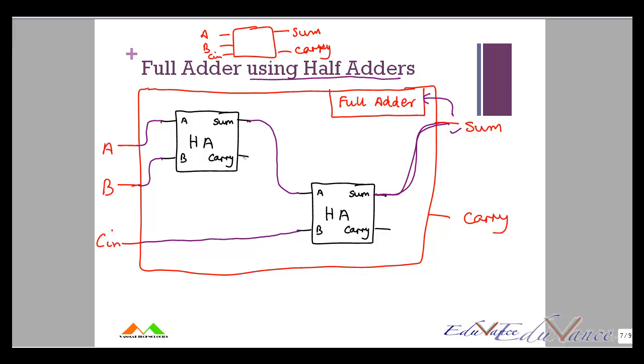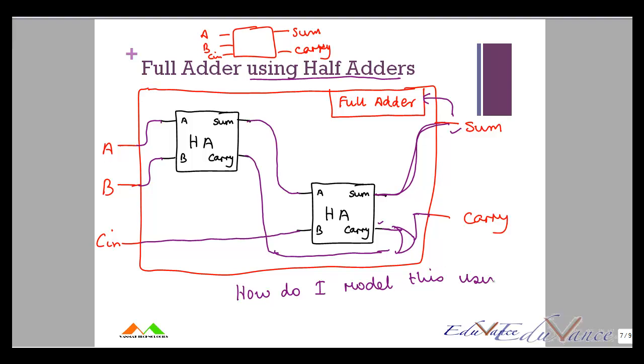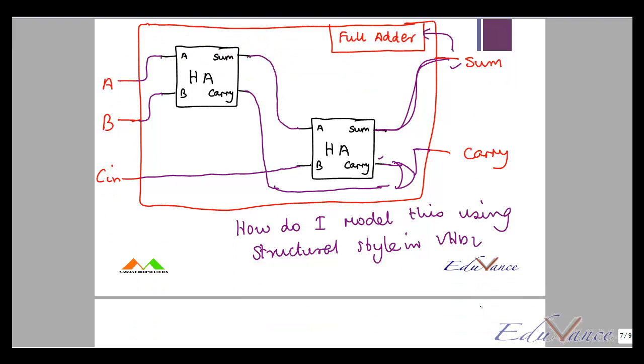Now the carry is a little more interesting. I would take the carry out of the first half adder and OR it with the carry of my second half adder, and that would form my final carry. We know how to do that. Now the question is, how do I model this using the structural style in VHDL? So let's look at the example.